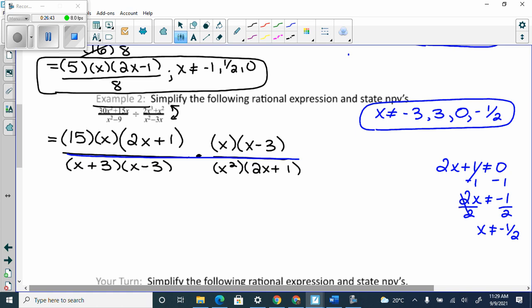So the x cancels off one of these. The other x cancels off the other one. The x minus 3's cancel. The 2x plus 1's cancel. And we're left with 15 over x plus 3. And then x can't equal plus or minus 3, 0, or negative a half.